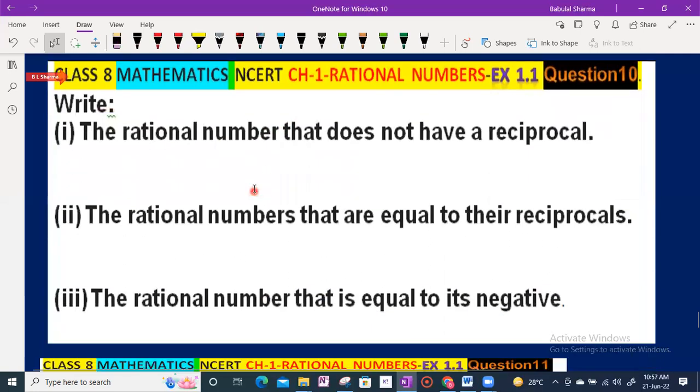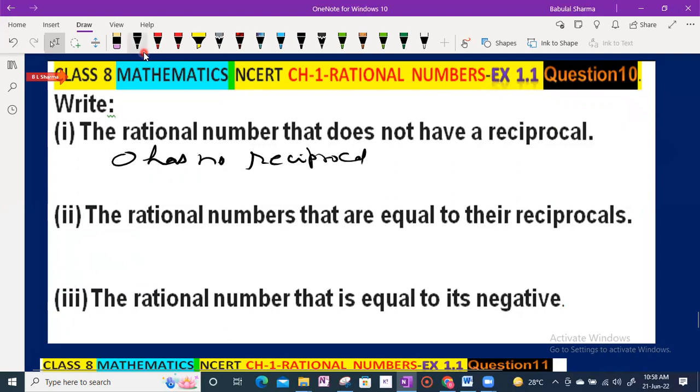Now the question number 10: the rational number that does not have a reciprocal. 0 has no reciprocal. 0 का reciprocal नहीं होता. Yes, 0 is a rational number, but it has no reciprocal.